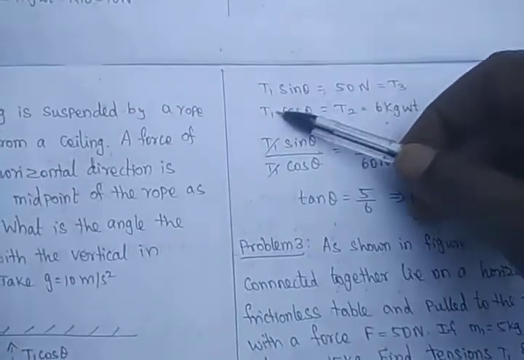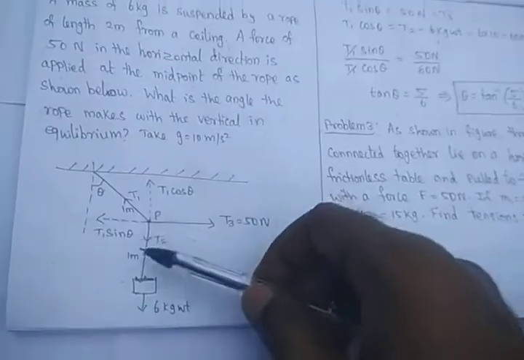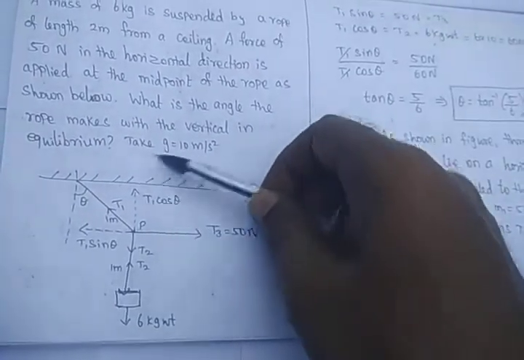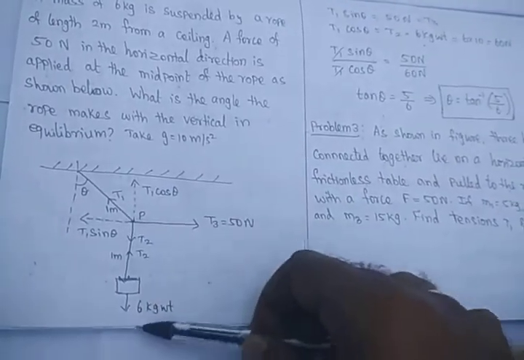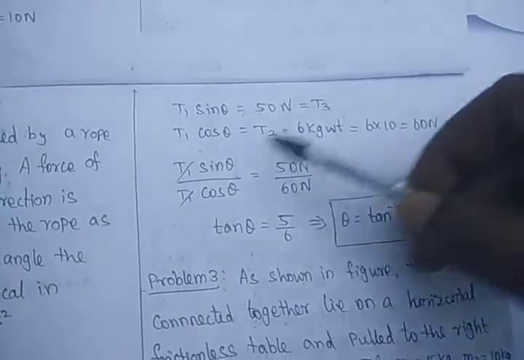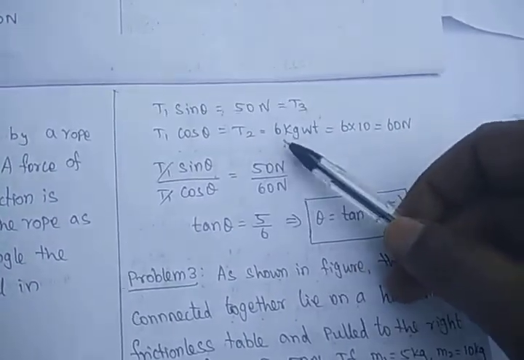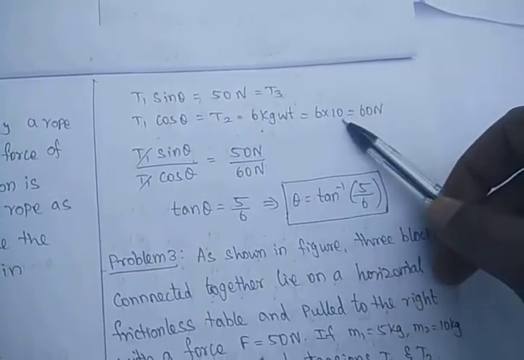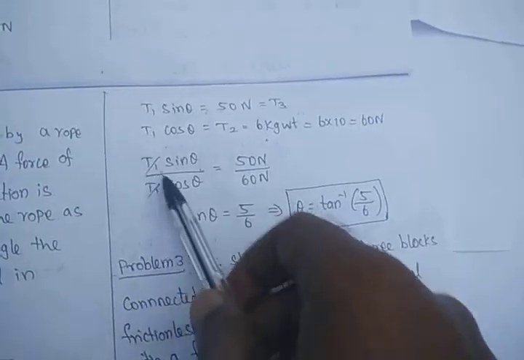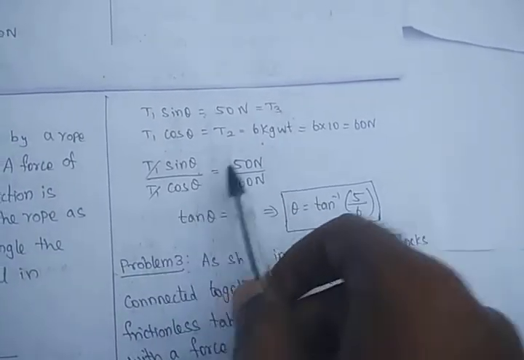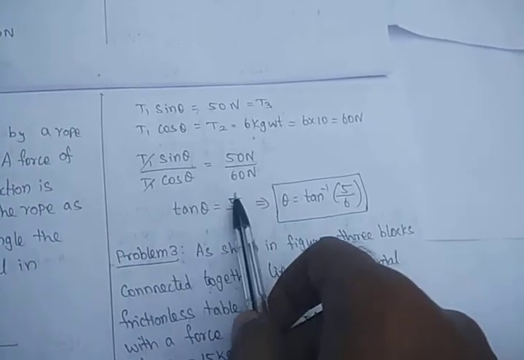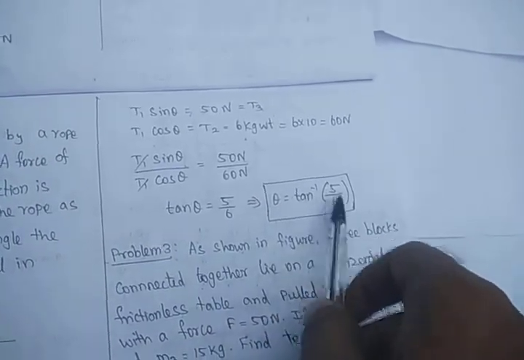So what we have to do is, T1 sin theta must be equal to the horizontal force of 15 Newton, and T1 cos theta must be equal to the weight of the 6 kilogram mass. So T1 sin theta is equal to 15 Newton, which is T3. T1 cos theta, which is T2, is the weight of 6 kilograms, that is 6 into g, mass into gravity, 60 Newton. Then dividing T1 sin theta by T1 cos theta, 15 Newton by 60 Newton, T1 gets cancelled. Tan theta is equal to 1 by 4. Theta is equal to tan inverse of that ratio.